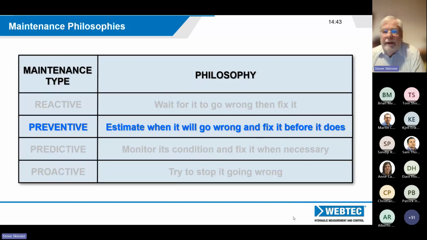So it's not always the best thing to do, reactive maintenance. There are times when we have to use it, but it's not always the best method to use, as we've just mentioned there. So if we move on to the next philosophy, which is the preventive maintenance approach, where we're going to estimate where something will go wrong and fix it before it does.